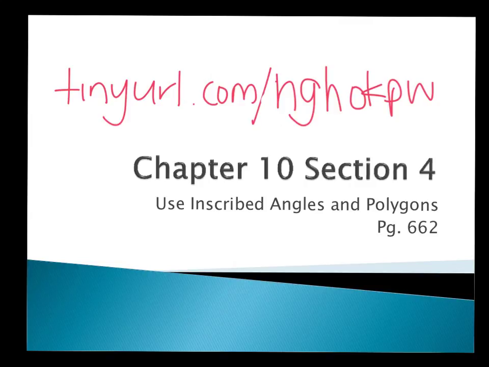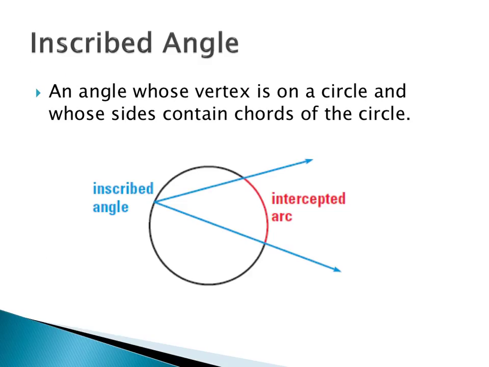All right, 10-4 is called using inscribed angles and polygons. So we're sticking with the circles. The circles aren't going anywhere. They're going to hang around for at least the end of the chapter. Okay, we're going to add two different kinds of angles and then how to find the measures of those angles and the arcs. So an inscribed angle is defined as an angle whose vertex is on the circle and whose sides contain chords of the circle.